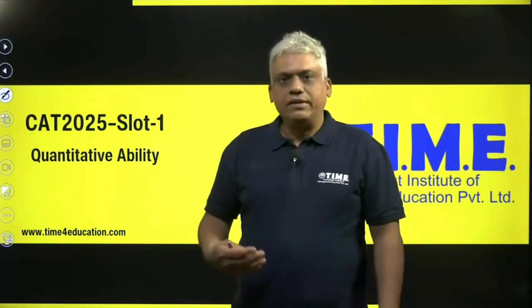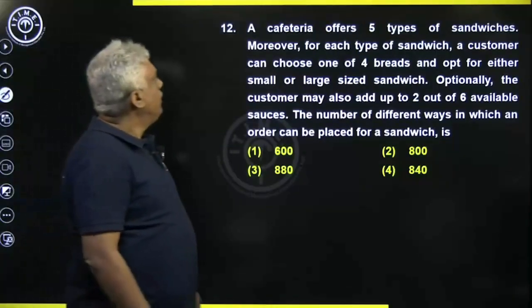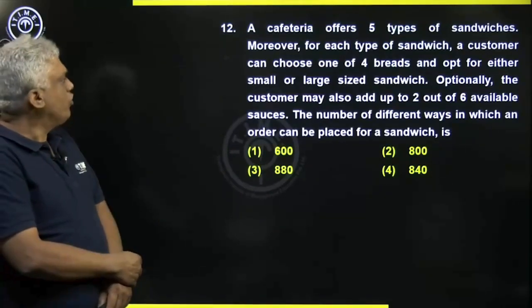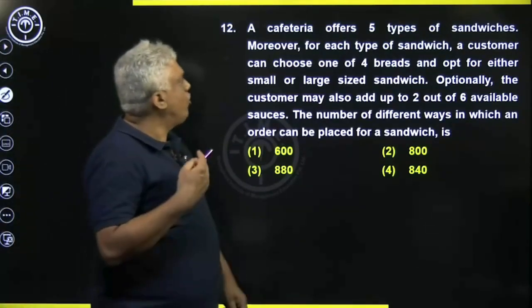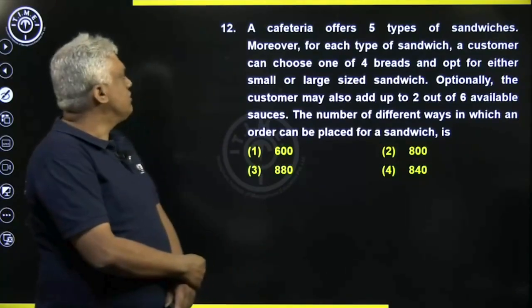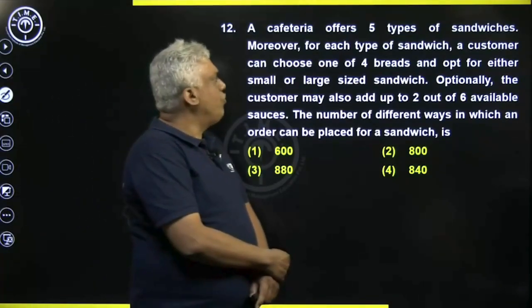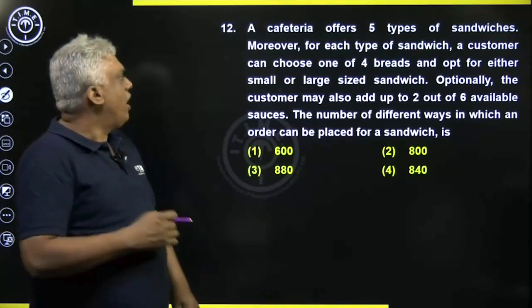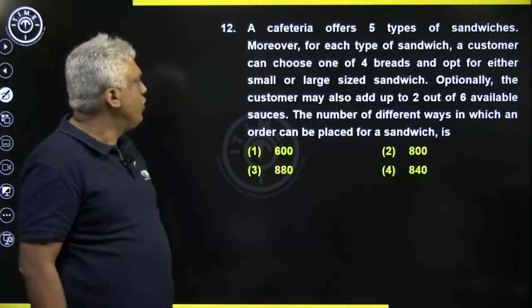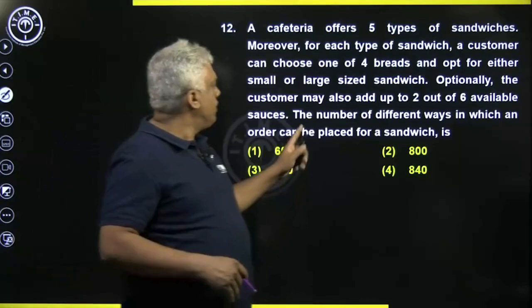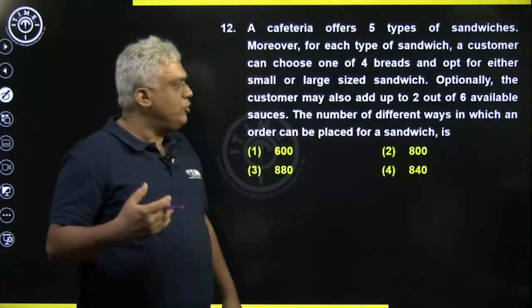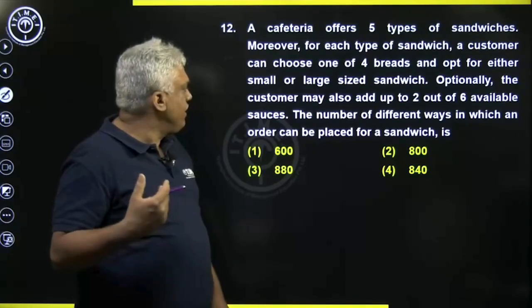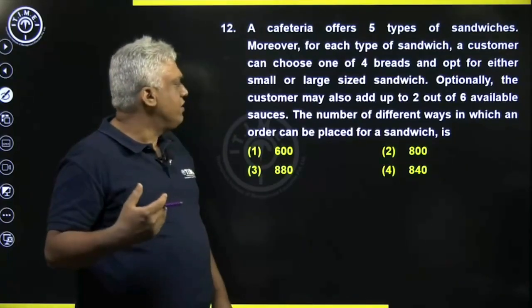Okay. So let's start. Now you see, a cafeteria offers 5 types of sandwiches. Moreover, for each type of sandwich, a customer can choose one of the 4 breads and opt for either small or large size sandwich. Optionally, the customer may also add up to 2 out of 6 available sauces. The number of different ways in which an order can be placed for a sandwich.